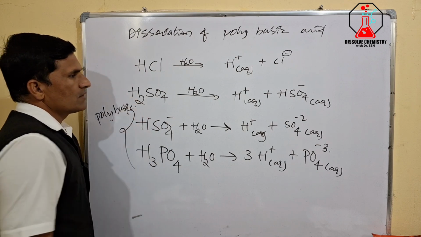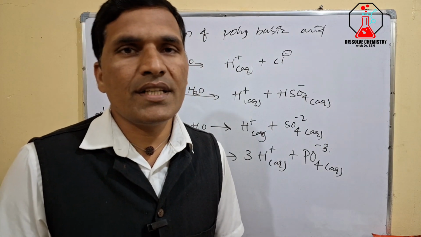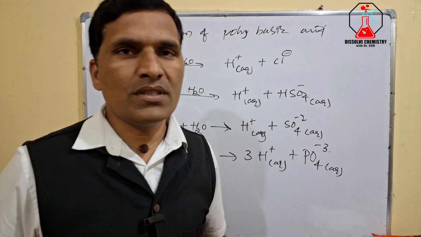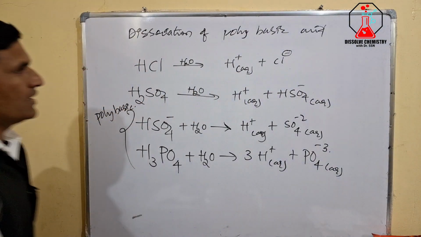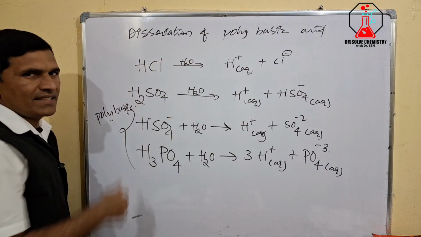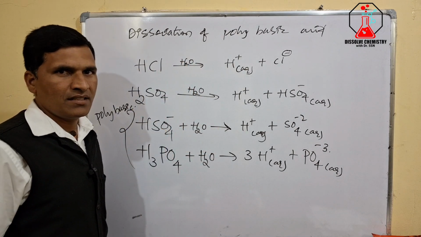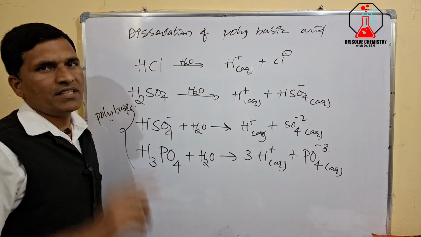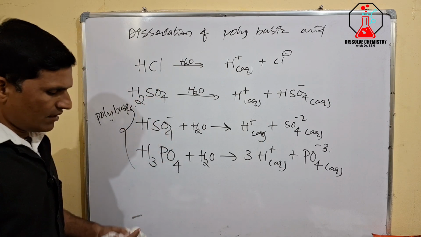Now, how are these polybasic acids going to dissociate, and what about their dissociation constants? Let us see that. HCl is called a monobasic acid, because it can donate only one H+, and we will have only one dissociation constant for it. So let us see this for the other examples.